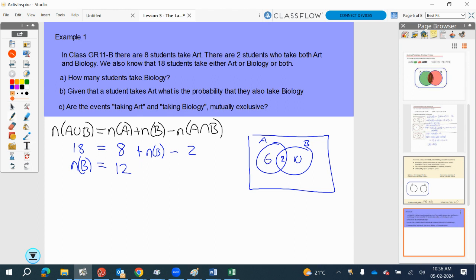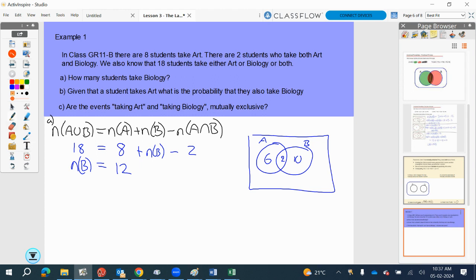8. So the Venn diagram should look like this. It should be 8 in A, 2 in A and B, and then 8 in B. Because there are 8 students who take art, 2 who take both. And then when you calculate, that gives you 8 who take biology. This is art, 8 who take art only, 2 who take both.